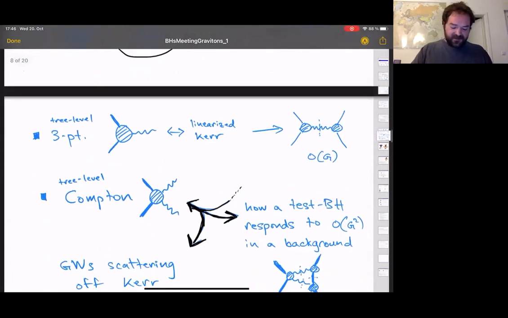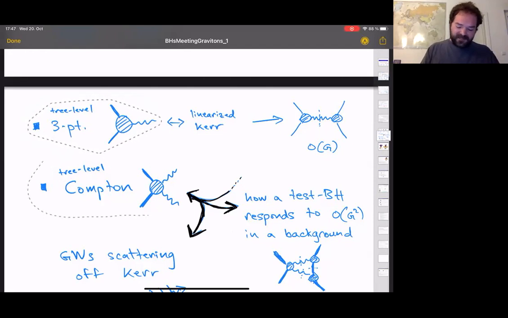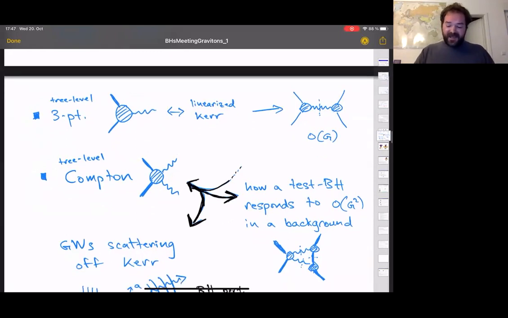So that is the so-called Compton amplitude. It looks just like if these were electrons and photons, that would be Compton scattering. But now I want them to be spinning black holes and gravitons. So that's my so-called black hole graviton Compton amplitude. And I should also say, to do what we were describing above, we just need these amplitudes at tree level. So the tree level 3-point and the tree level Compton describing black holes meeting gravitons would allow us to study the 2 black hole process at tree level, or at linear order in G.